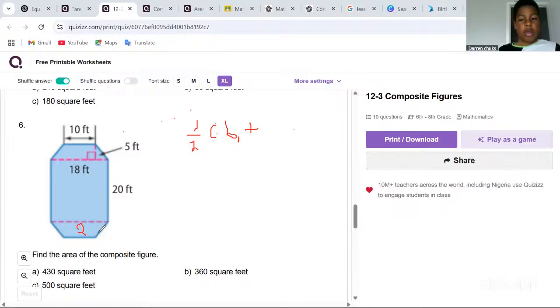So what was the area you got for the trapezoid? I got 220 for both of them, and then for the rectangle, I got 280.